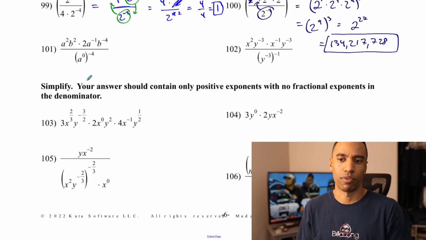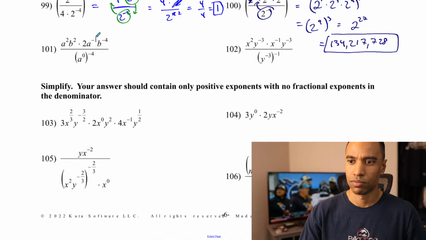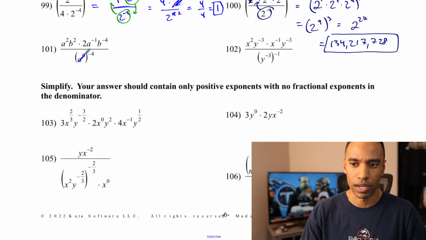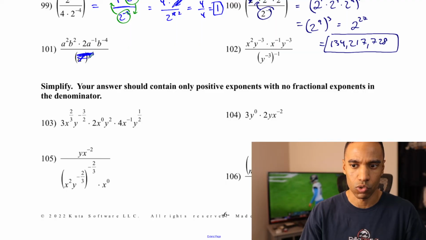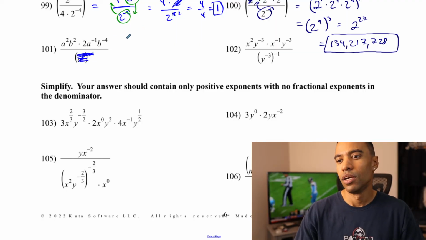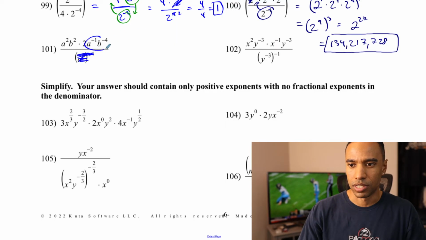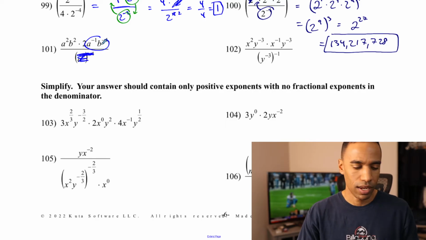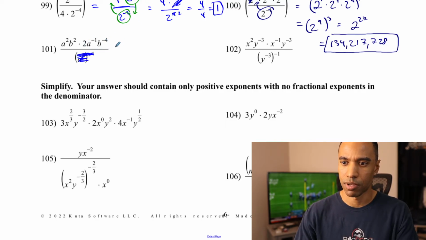Okay, this time we got to work with variables, and this is where, well, not too much. A to the 0 is 1. 1 to the negative 4th is still just 1. I'm just getting rid of that. These will go down, however. You know what? As long as it's not a fraction, I'm not going to deal with it just yet.